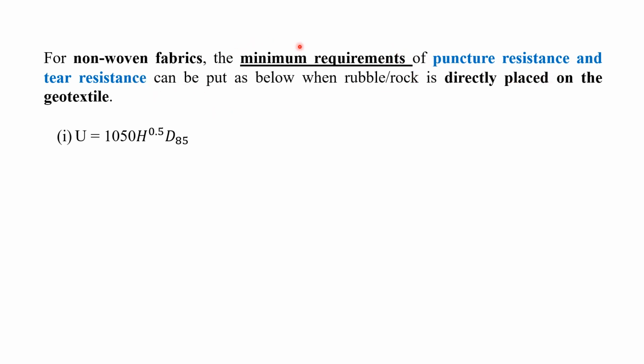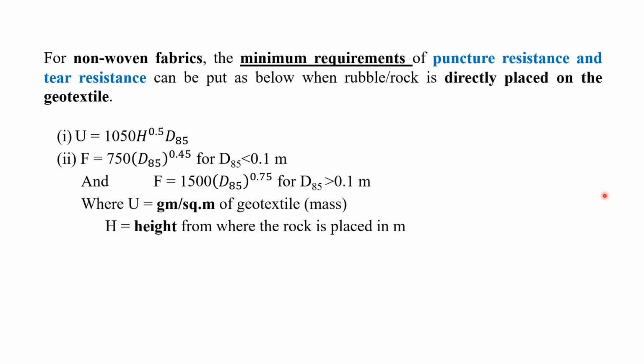These are the two minimum requirements we shall see here, which can be put as below when rubble or rock is directly placed on the geotextile. So puncture resistance or tear resistance. To fulfill these two things, whenever you are going to directly place the rubble or rock on the geotextile materials which are non-woven, in that case we have to use this formula.